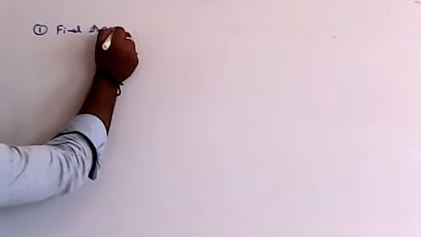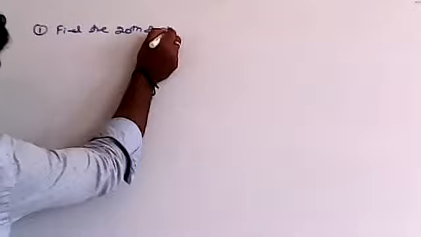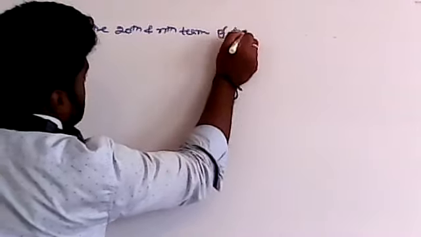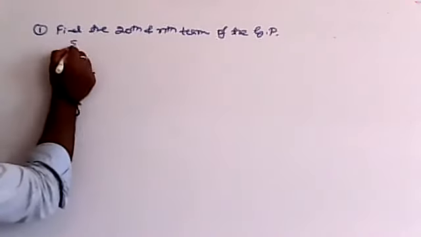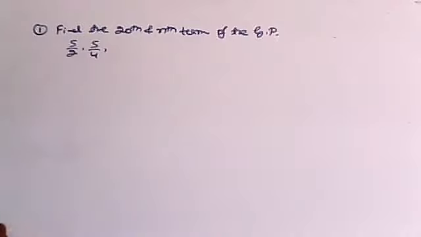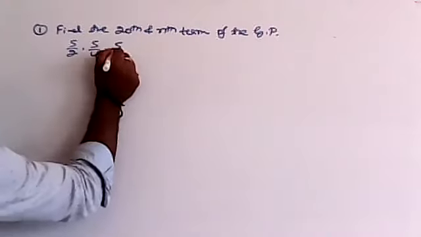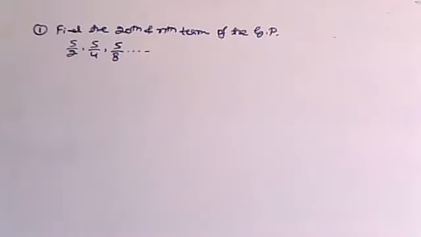We'll move on to some problems. Find the 20th and the nth term. First one, find the 20th and the nth term of the GP. The values are 5 by 2, 5 by 4, 5 by 8, and so on. Can anyone tell me how we are going to solve this one?